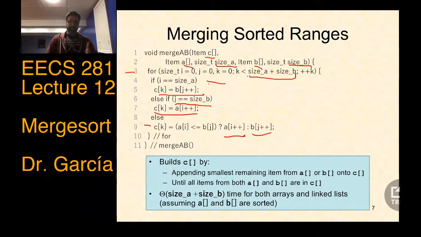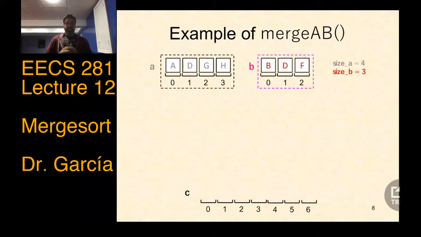All right, so that's the code. Let's look at an example. Here we have two arrays as input. We're still calling them A and B, but the elements are just characters, and you see the integers for each. The size for A is 4 and the size for B is 3, which would mean that C would need to be of size 7. That's supposed to be a 7.